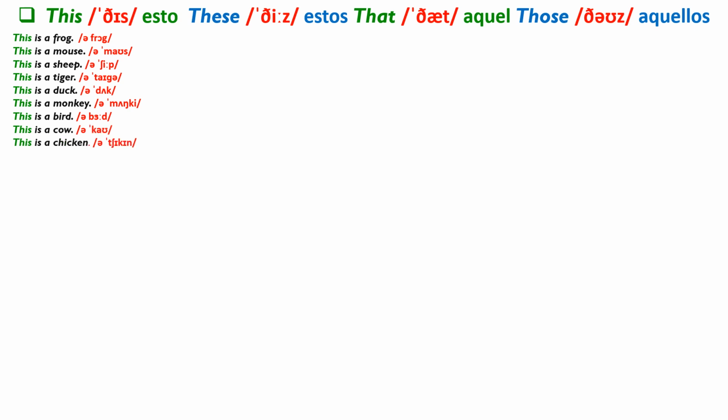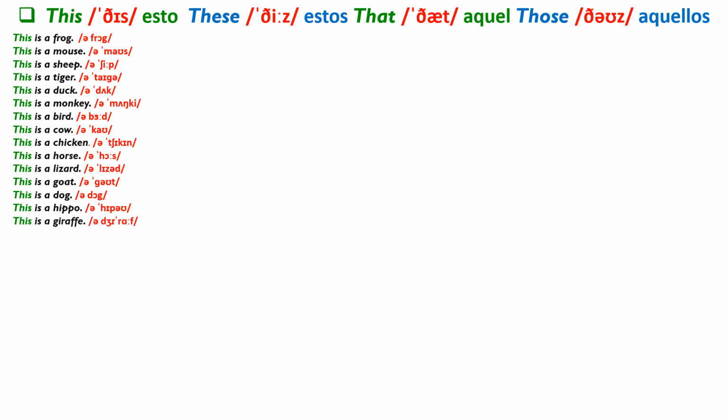This is a chicken. This is a horse. This is a lizard. This is a goat. This is a dog. This is a hippo. This is a giraffe. This is a snake.